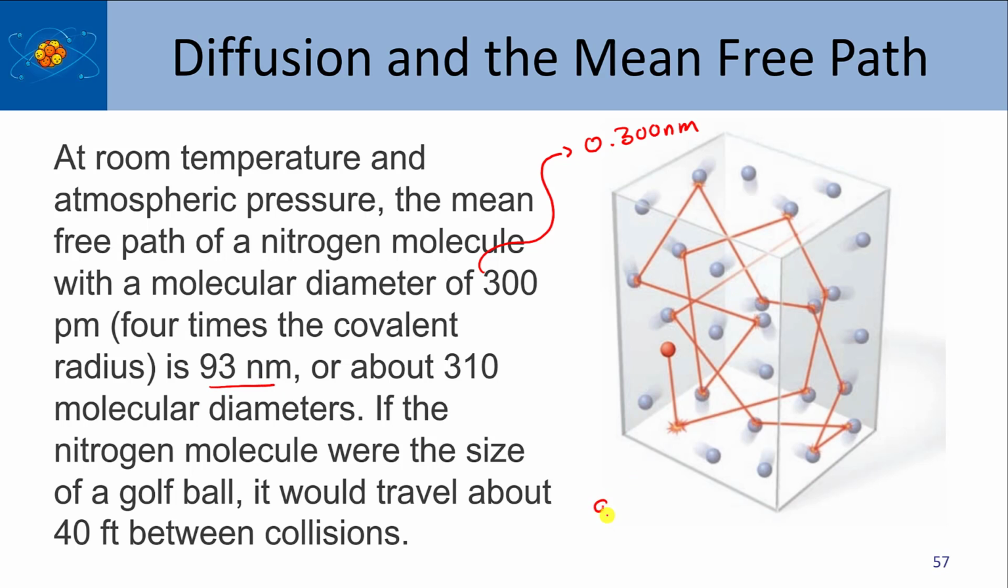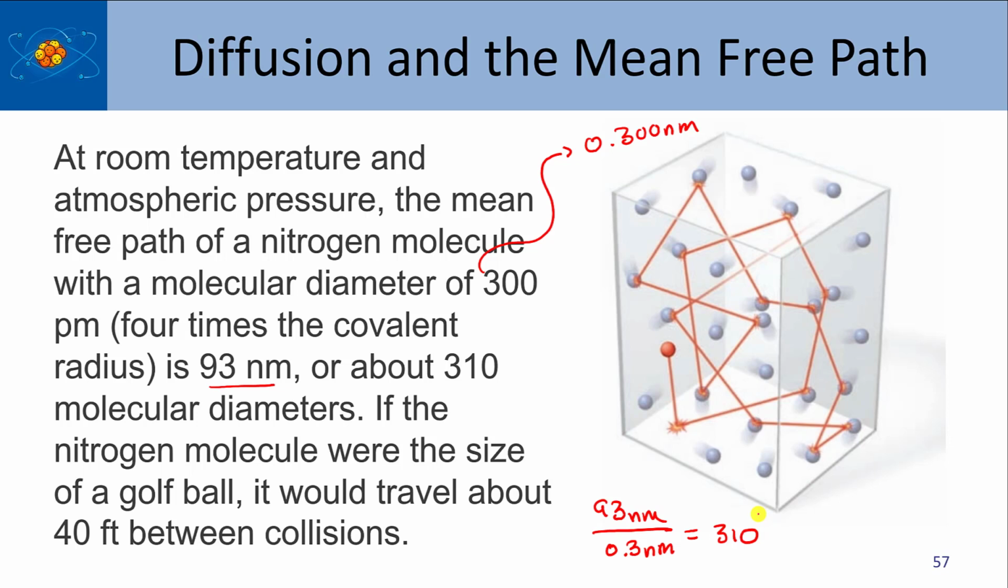So if you take 93 nanometers, and you divide it by 0.3 nanometers, that's where you get this number of about 310 molecular diameters before you run into something else. So this ratio actually comes out to 310. That's where they get their numbers. Now if you put it into perspective, if it was a golf ball, it would go about 40 feet. That would be 300 times the diameter of a golf ball. It would go about 40 feet before it ran into anything else.